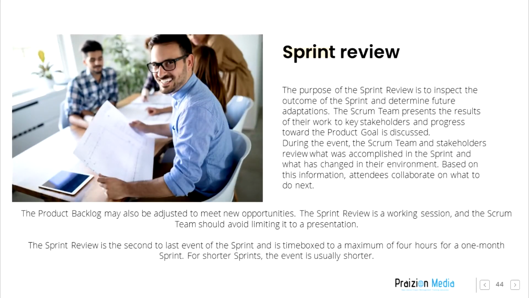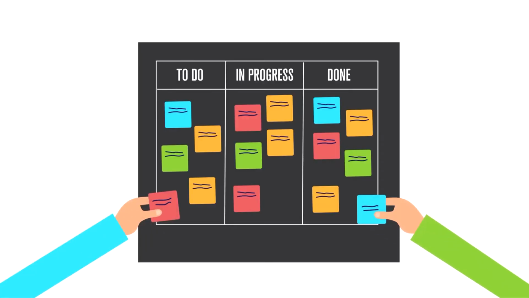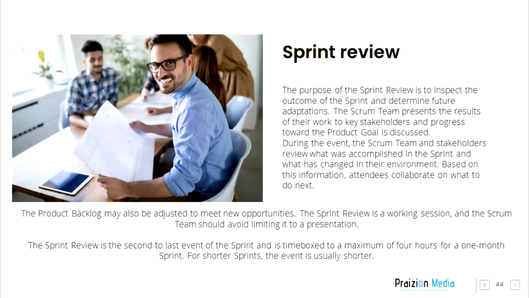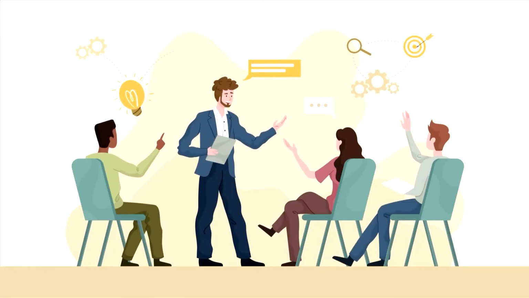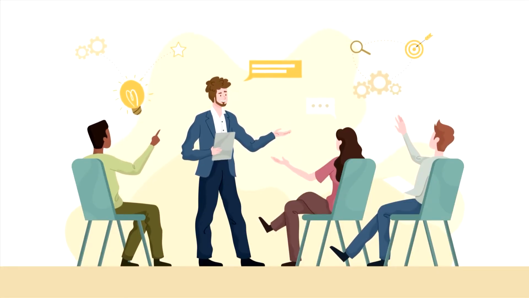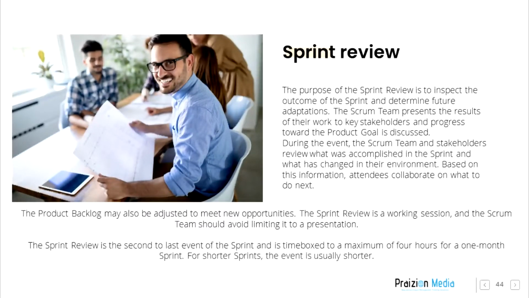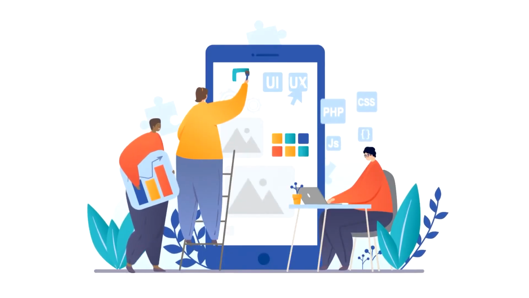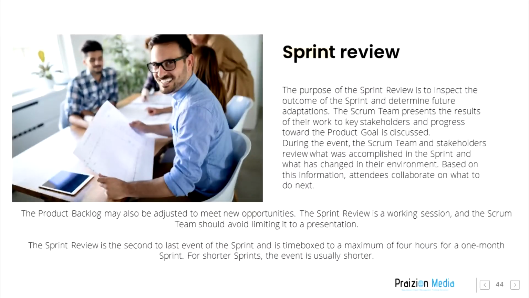The product backlog may also be adjusted to meet new opportunities. The sprint review is a working session, and the Scrum team should avoid limiting it to a presentation. The sprint review is the second to last event of the sprint and is time-boxed to a maximum of 4 hours for a 1-month sprint. For shorter sprints, the event is usually shorter.